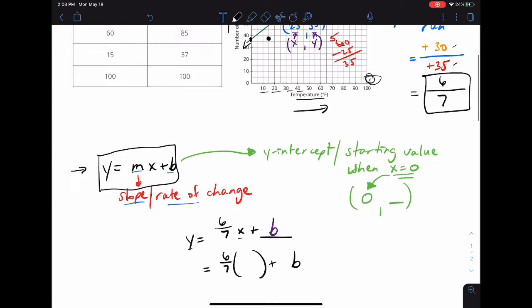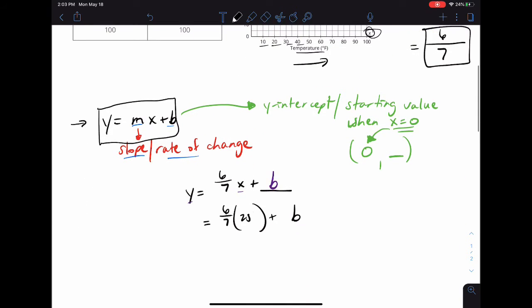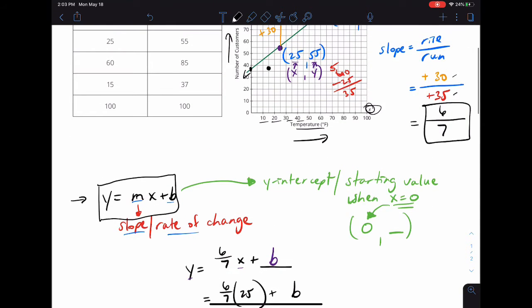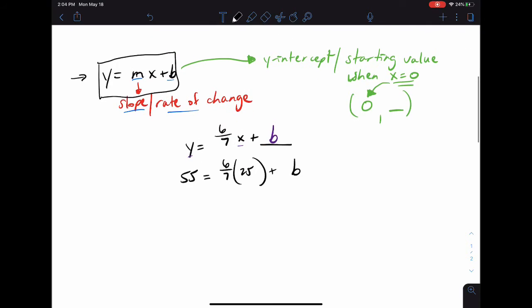Okay, but instead of x, I'm going to substitute 25 because we know that's x. And I'm going to substitute 55 because we know that's y. Okay, so what I'm going to do now is multiply. So I have to multiply these. I'm going to try to solve for b. I'm going to try to get b by itself.